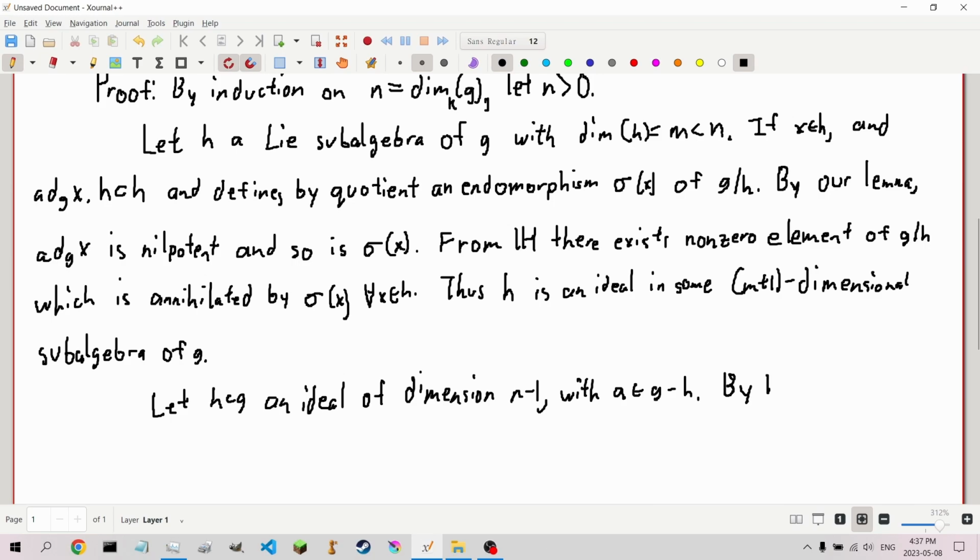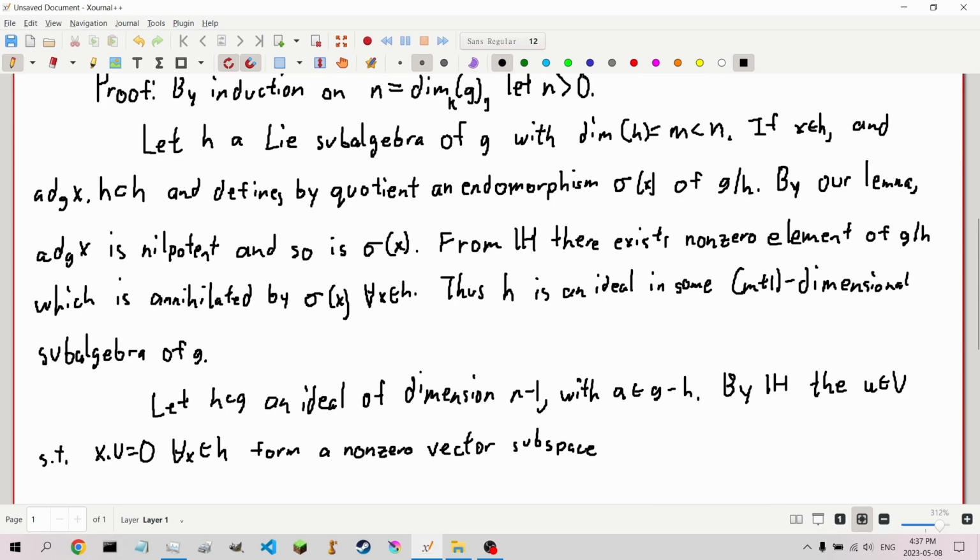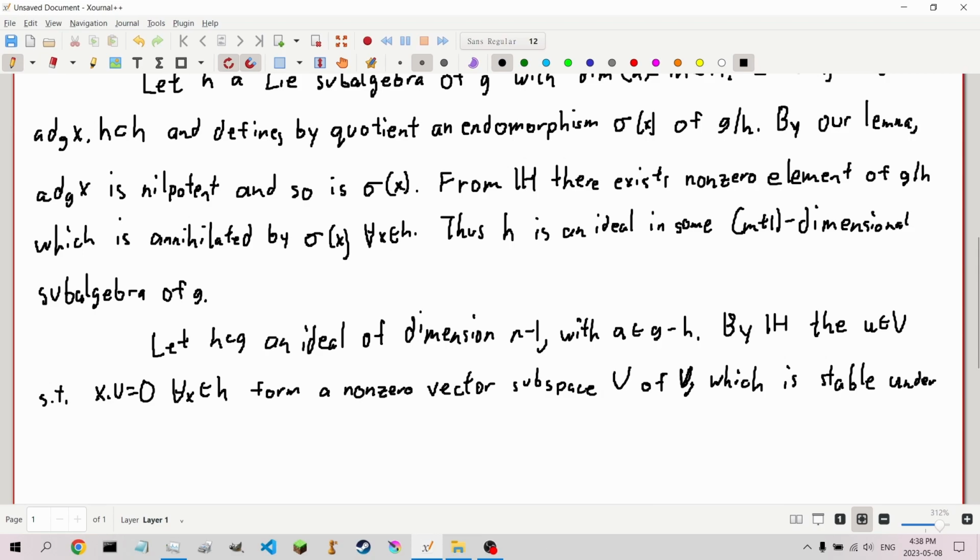Then once again, by the induction hypothesis, the U in V such that the action of X on U equals 0 for all X in H, which we have by induction hypothesis, form a non-zero vector subspace, which we're calling U, of V, which is stable under A, which is something we proved from before.